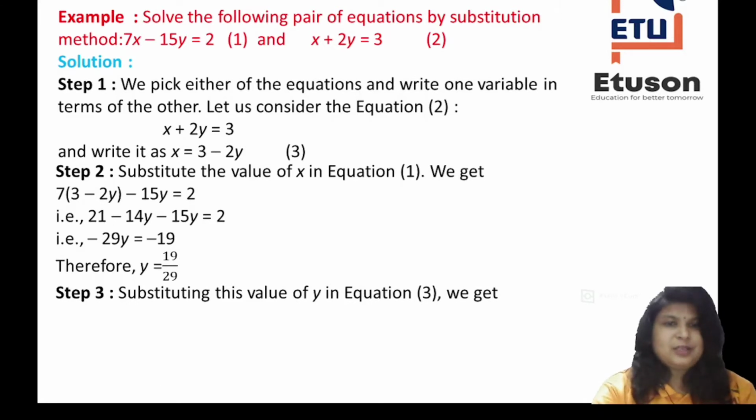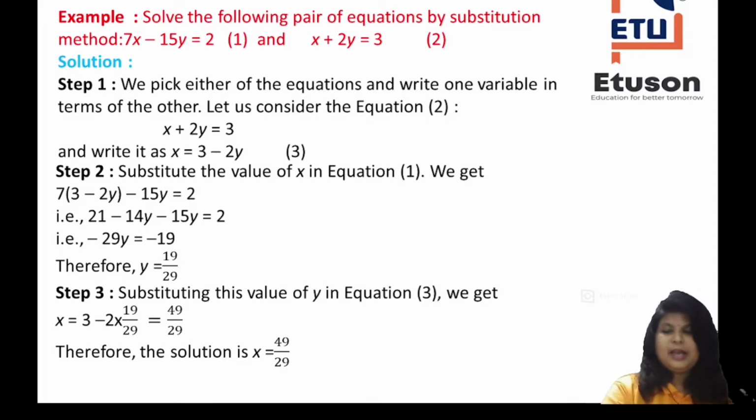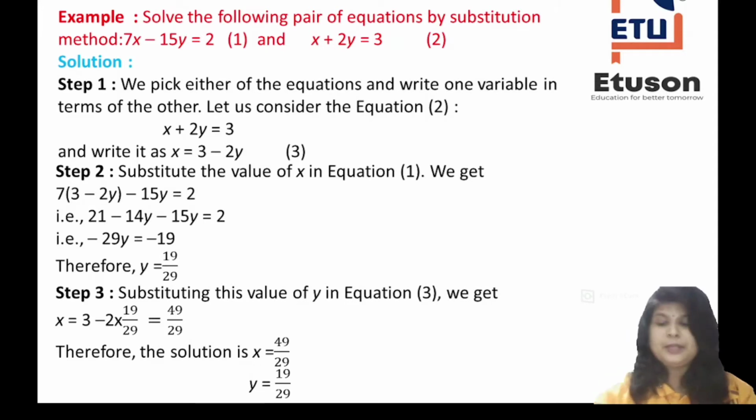So substituting that, we get x is equal to 3 minus 2 into, what is the value of y? It is 19 divided by 29, and your answer is 49 divided by 29. So therefore, what is the solution? x is equal to 49 by 29 and y is equal to 19 by 29. So this is how, by using the substitution method, we could solve the pair of linear equations. Now let us solve some more examples.